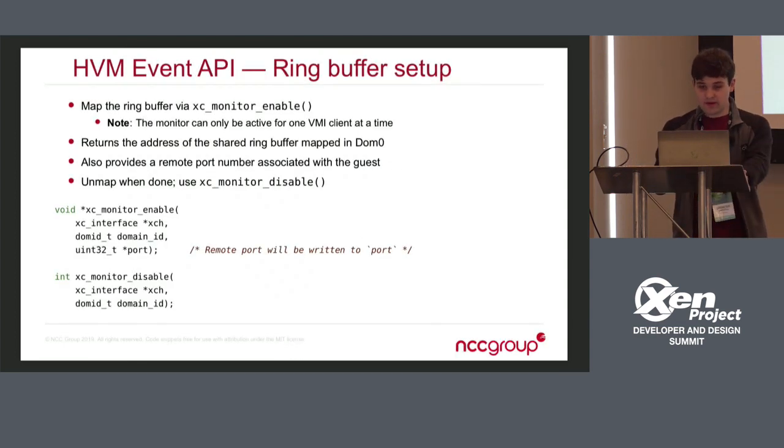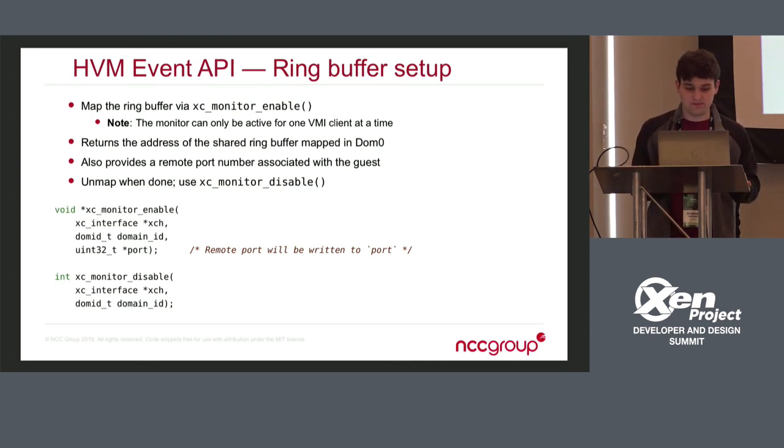The way you set up the ring buffer from Dom0 is to call the function xc_monitor_enable, targeting a specific domain. Basically what this will do is map the shared page. It will not initialize it. I'll show you how to do that in a moment, but it will map the shared page and open one side of an event channel on the remote domain that you are debugging and give you that remote port number through the third argument.